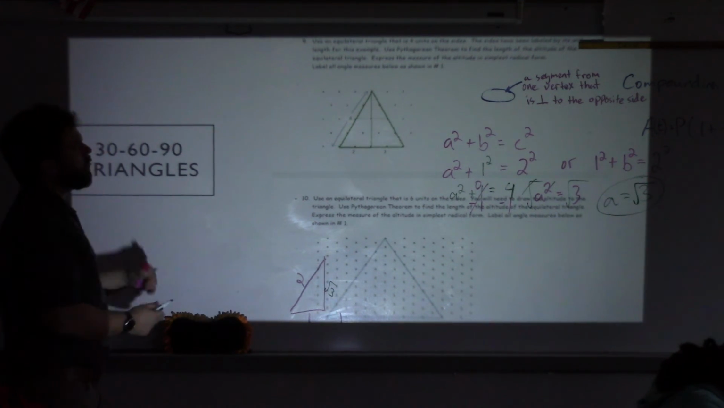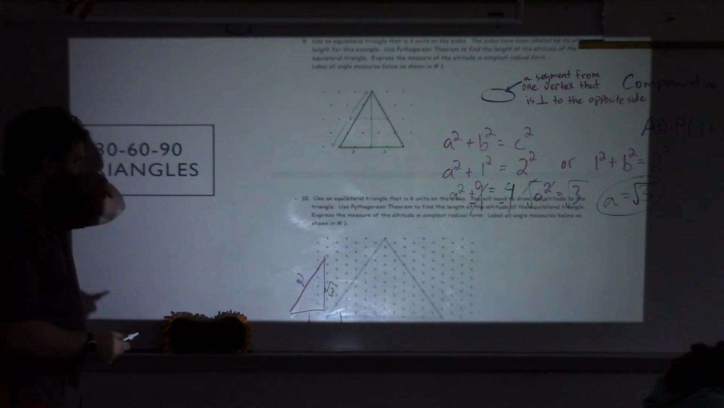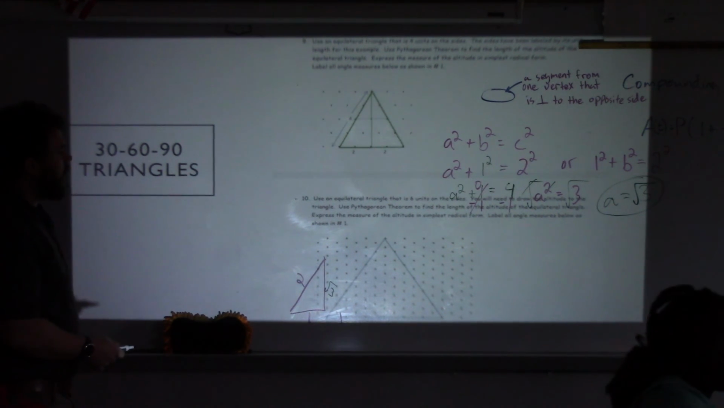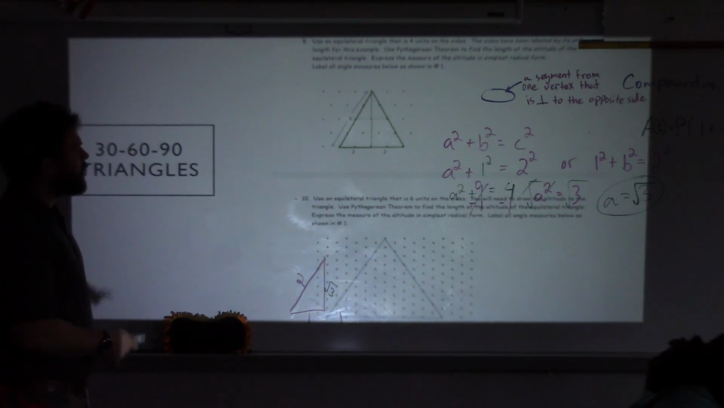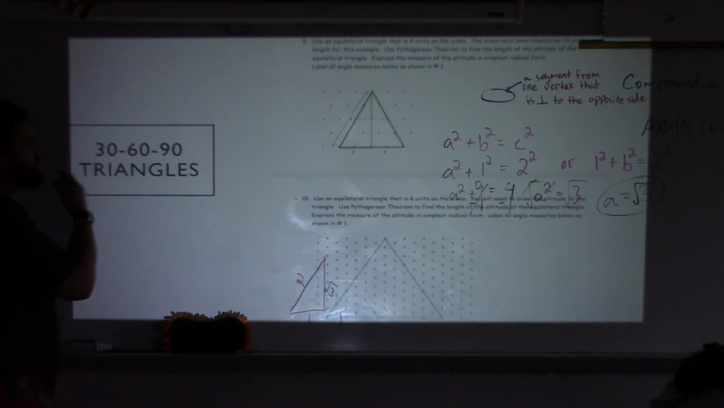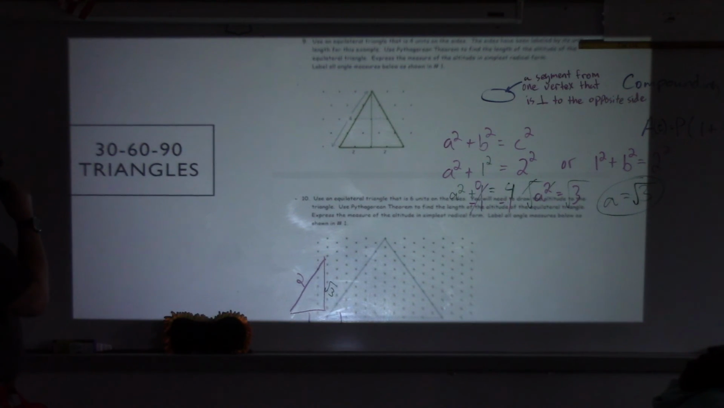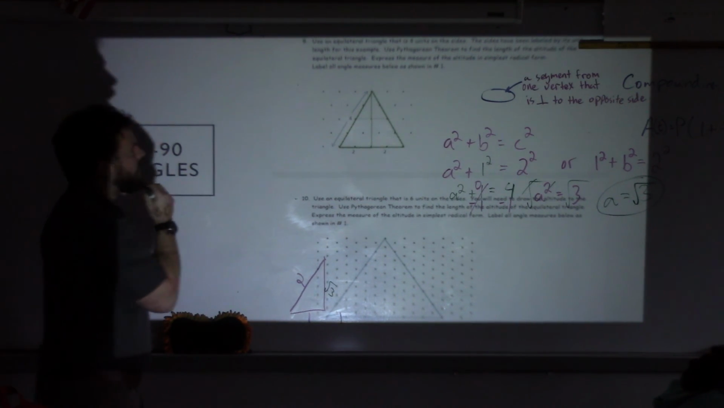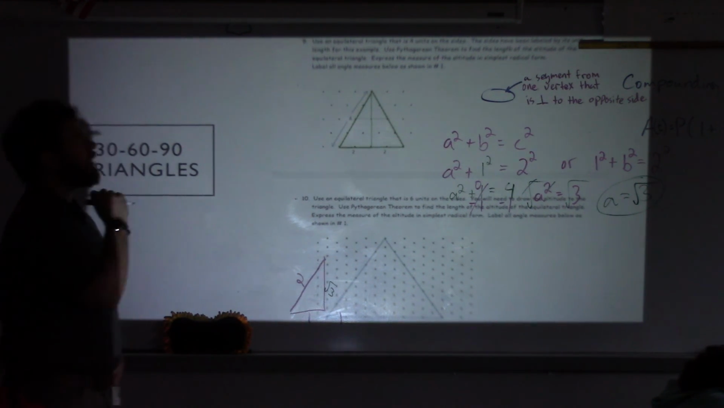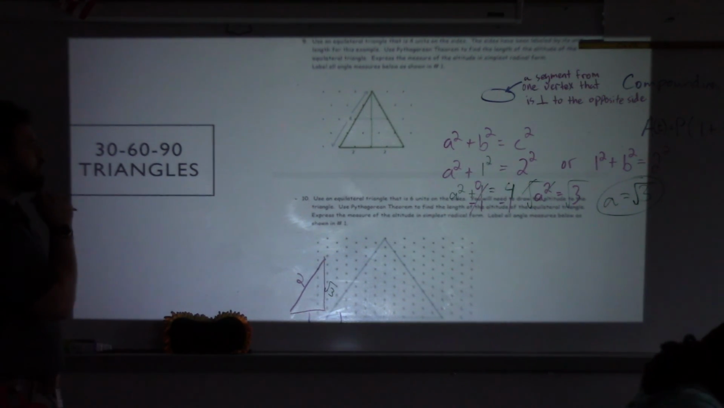I'm going to work through number 9 with y'all. Okay. And I'm going to have y'all do number 10 on your own. So I want y'all to notice we're still using the equilateral triangle that is 4 units on the sides. And the sides have been labeled. And we're going to use the Pythagorean theorem to find the length of the altitude.